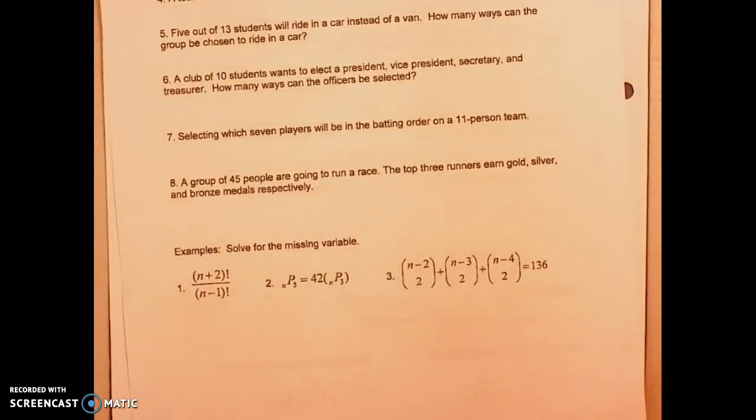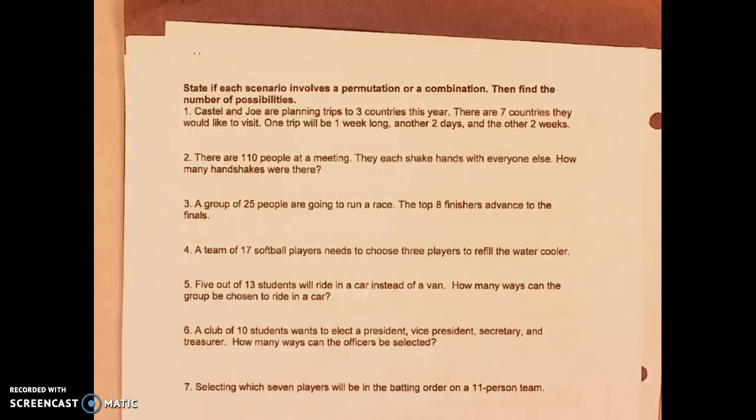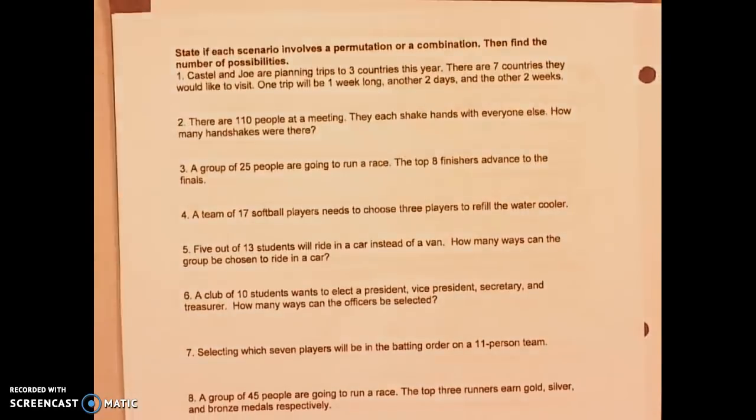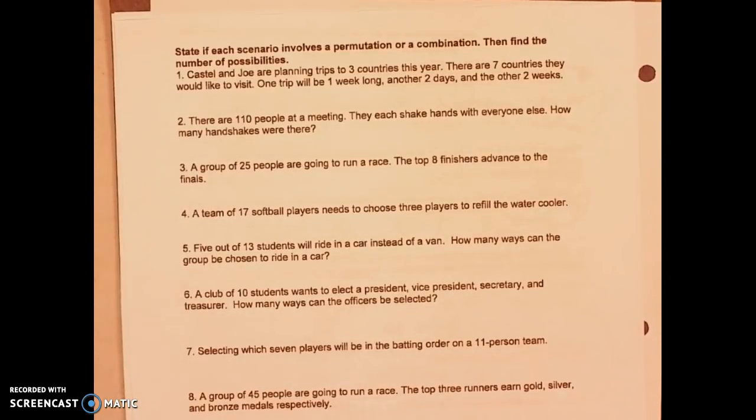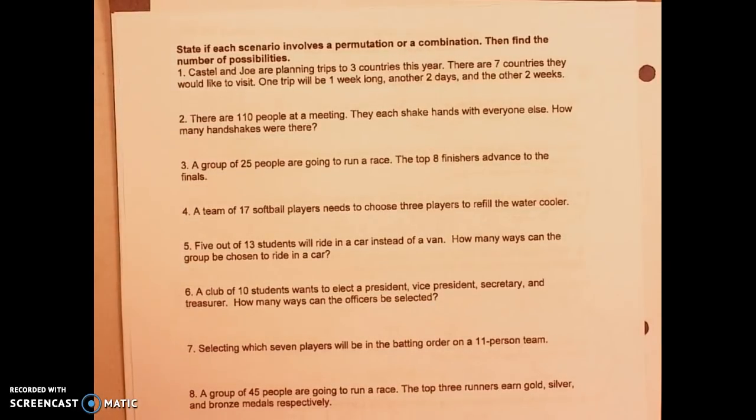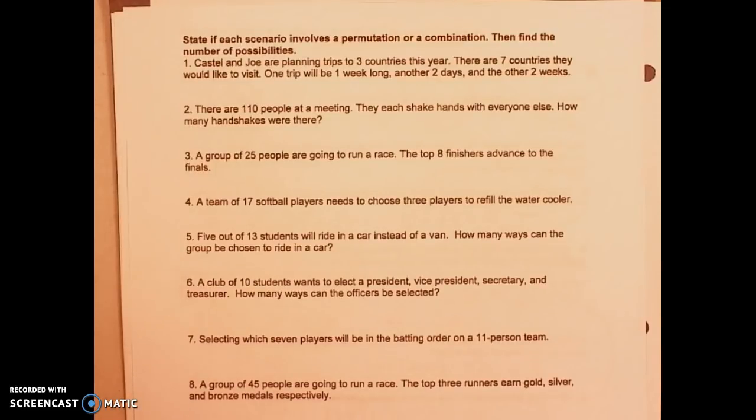Okay, moving on to the back side. So we've got 8 different questions we have to figure out. Are these permutations or combinations? And then actually go ahead and solve them. So I'll take a look at a few. You guys can discuss them in your group, and then we'll go down to some of these numerical ones at the bottom.